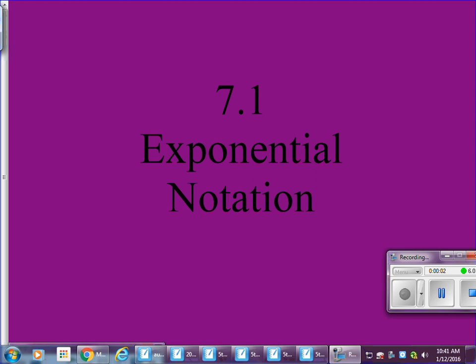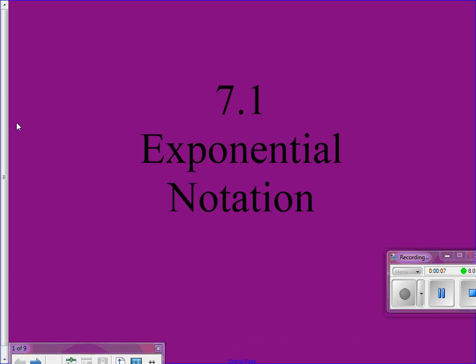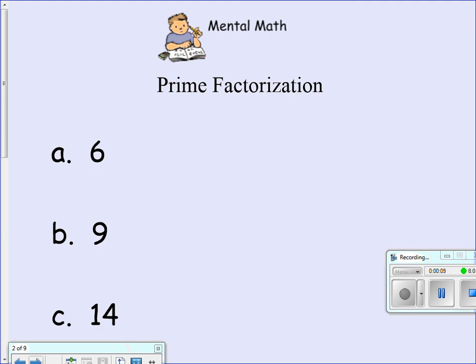Good evening, fifth graders. Tonight we're going to be working with exponential notation. Before we get going here, we're going to have a little warm up on prime factorization.